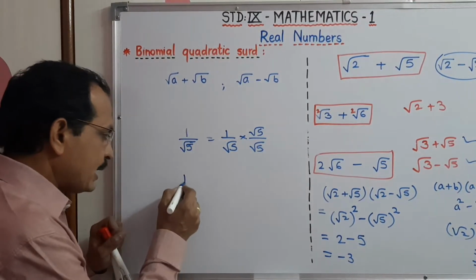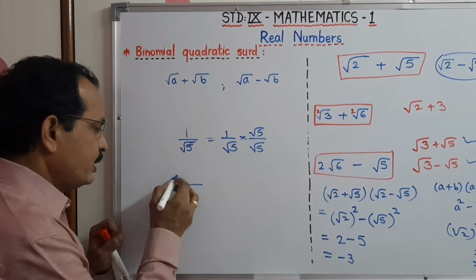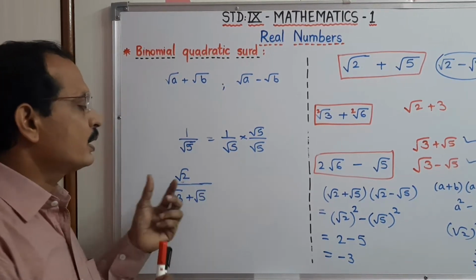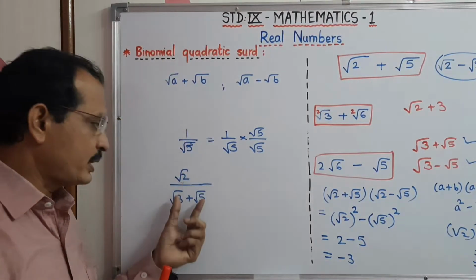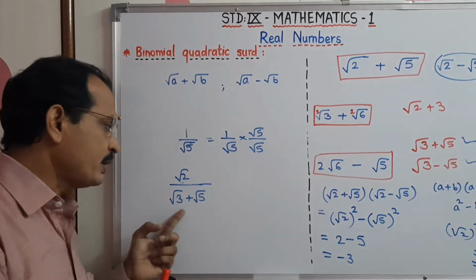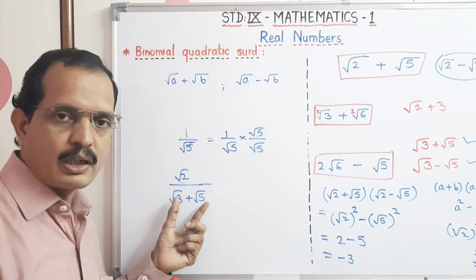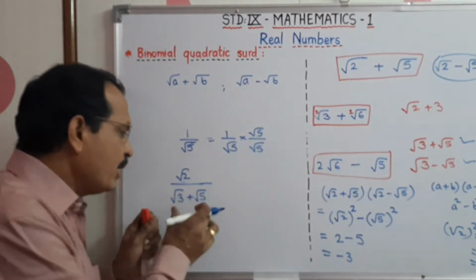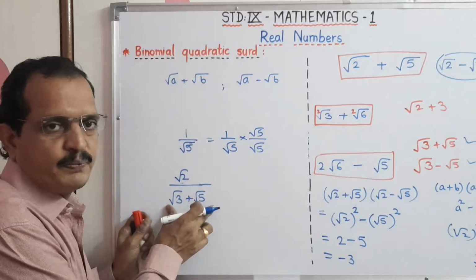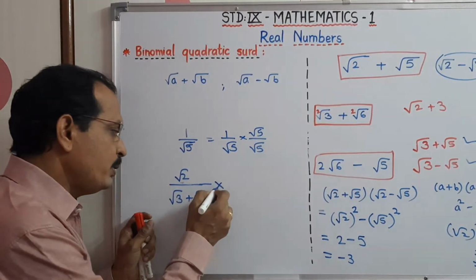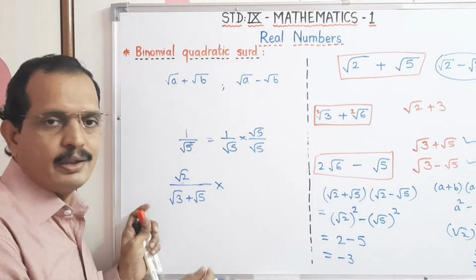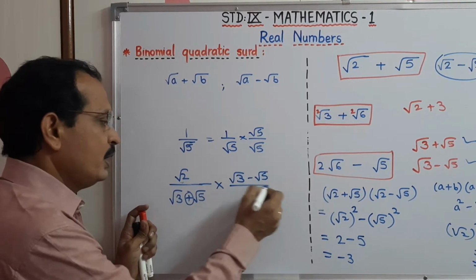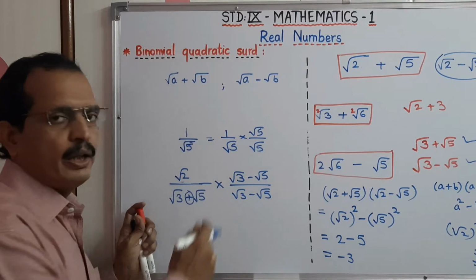But suppose it is like this: 1 upon, or here it is root 2, and here it is root 3 plus root 5. Now here the denominator is a binomial quadratic surd. If such a type of denominator is given, and we have to rationalize the denominator, we have to find the conjugate pair of this denominator. Now tell me, what is the conjugate pair of this denominator? It is very simple, we just have to change the sign. Here we can write root 3 minus root 5 divided by root 3 minus root 5. It is very easy.